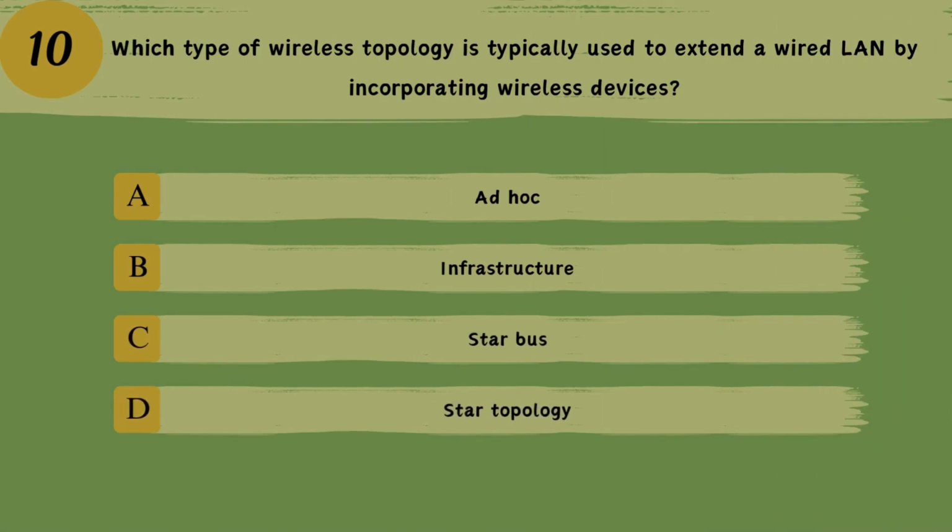Question 10. Which type of wireless topology is typically used to extend a wired LAN by incorporating wireless devices? A. Ad hoc. B. Infrastructure. C. Star bus. D. Star topology.